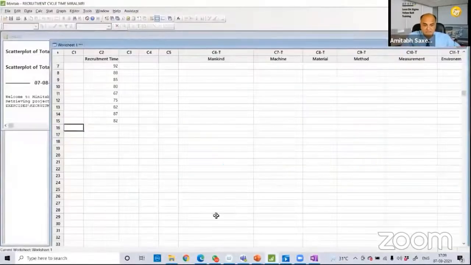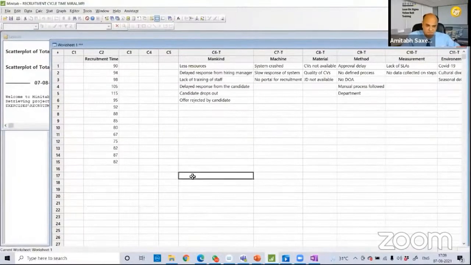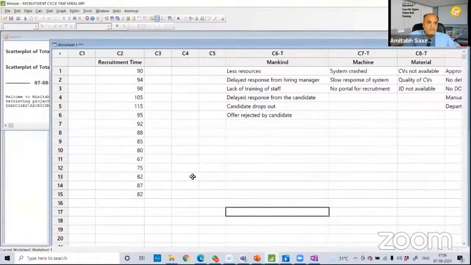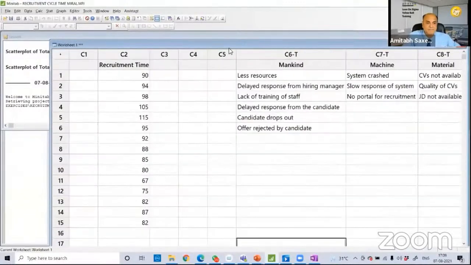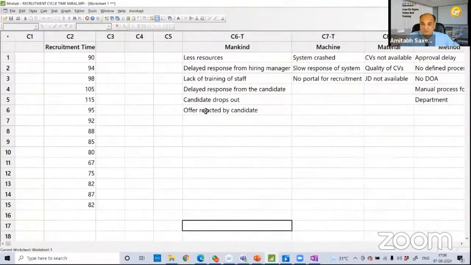For example, I have Minitab, with a recruitment cycle time example of a process. I can easily, those who are green belts, black belts, I see some of my certified green belts here. Why are you here? Okay, you forgot or what? It doesn't matter. It's always good to revise things.